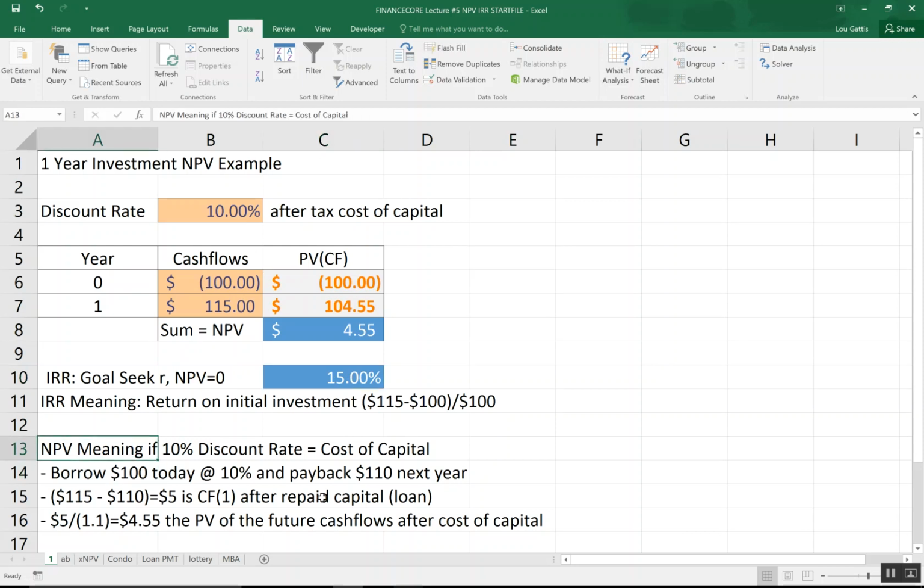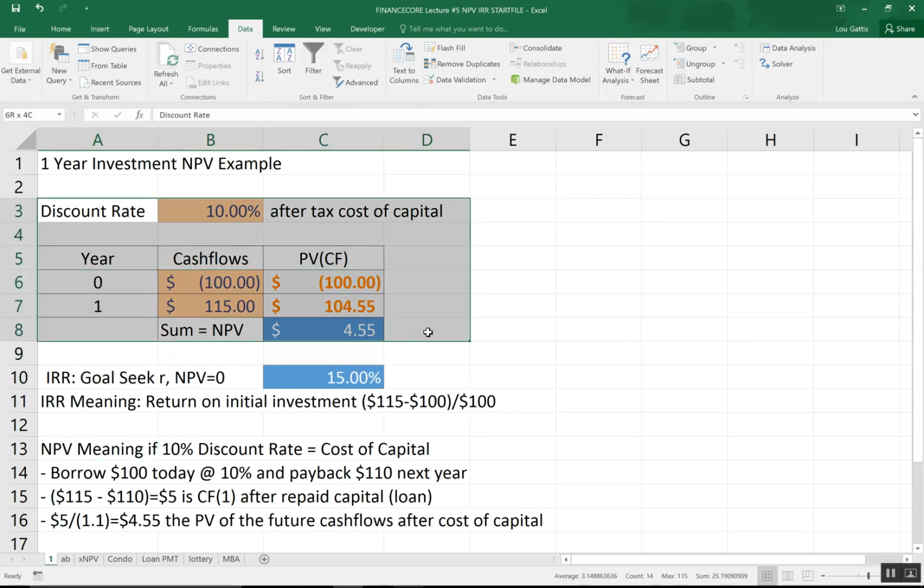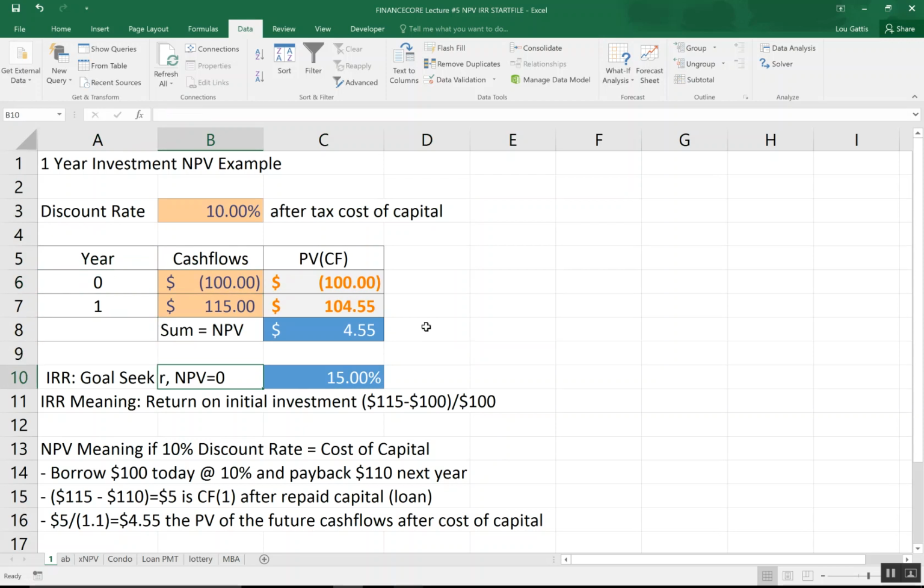Now let's talk about what the NPV means. So in this case, let's pretend that the NPV discount rate is 10%, and where we got that is that's our cost of capital. All right, so let's say this project was financed by a mix of debt and equity, and on average, those capital providers want a 10% after-tax return. So if the NPV is $4.55, what that means is you had enough money to pay off your capital providers. So this is a very simple example.